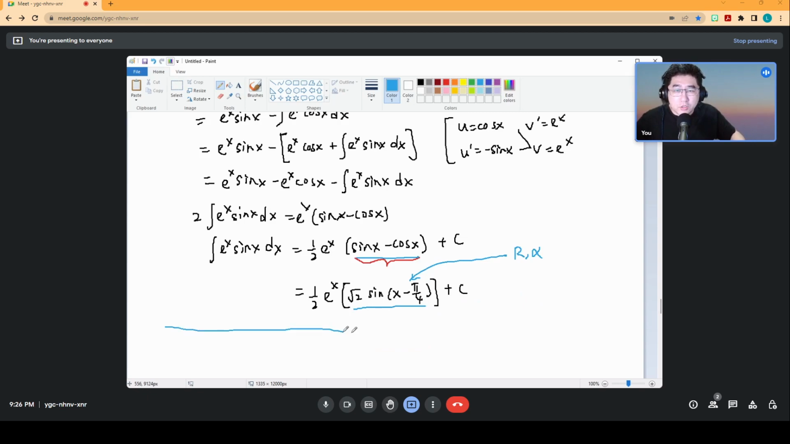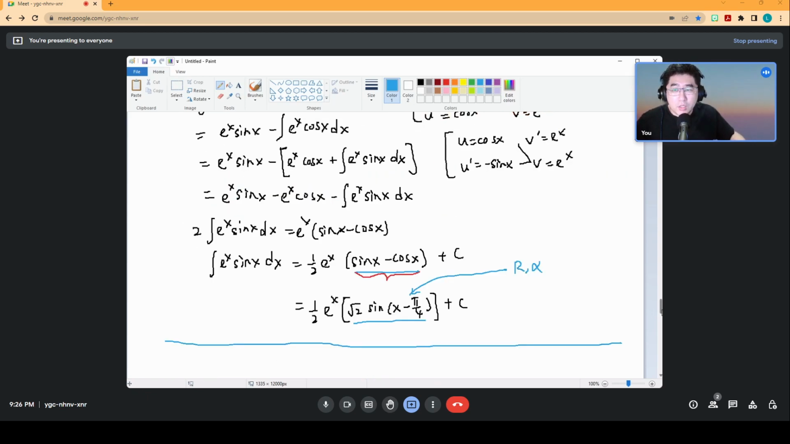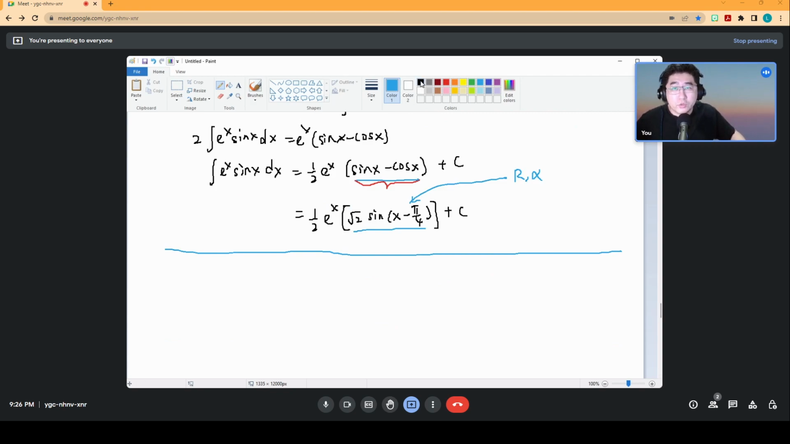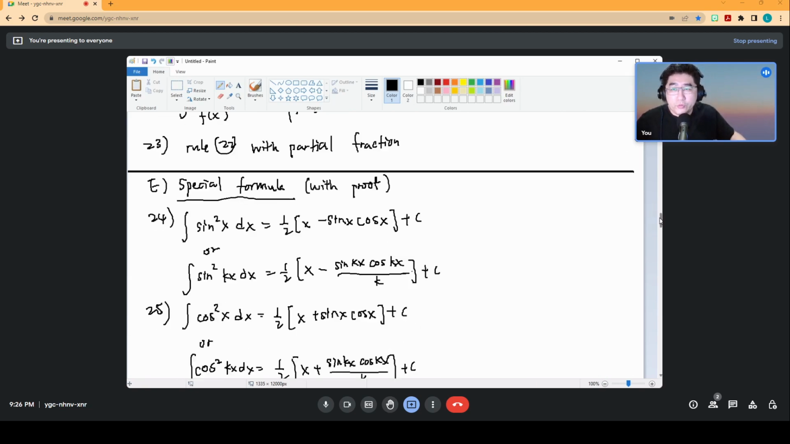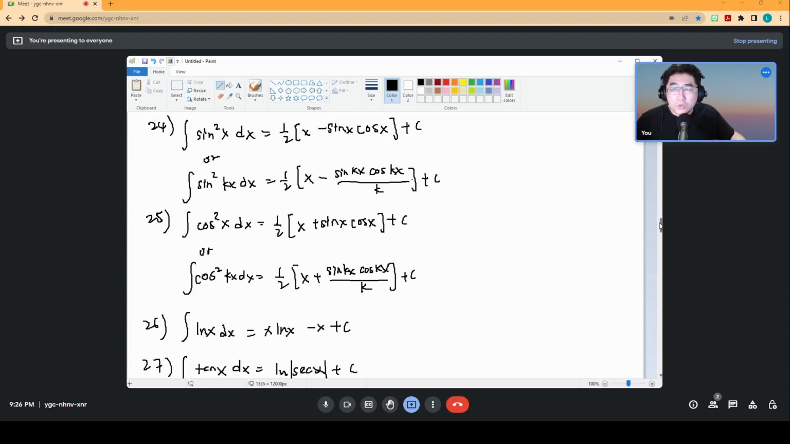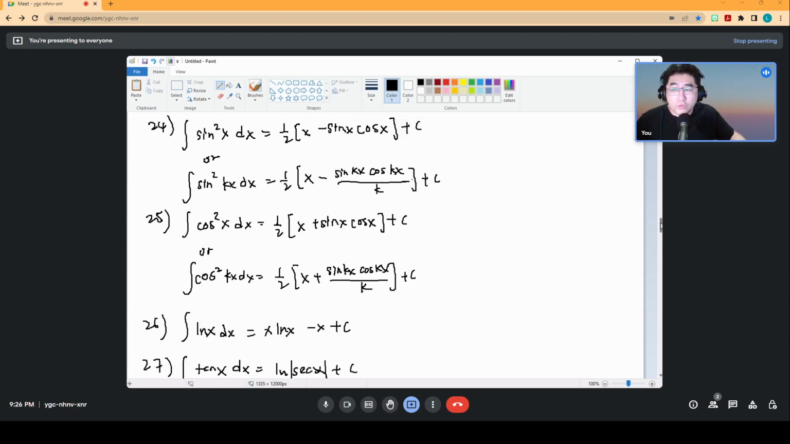Okay, so this is the loop example. From here, there will be some special formula that we have yet to discuss. From that, if we refer back to the special formulas with proof, 24, 25, and 26, we haven't done them yet.